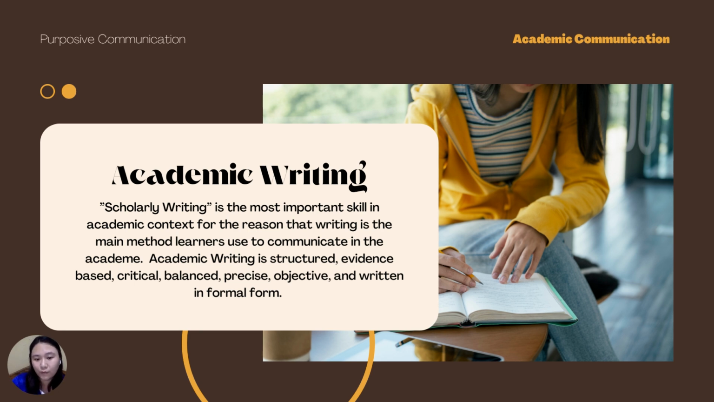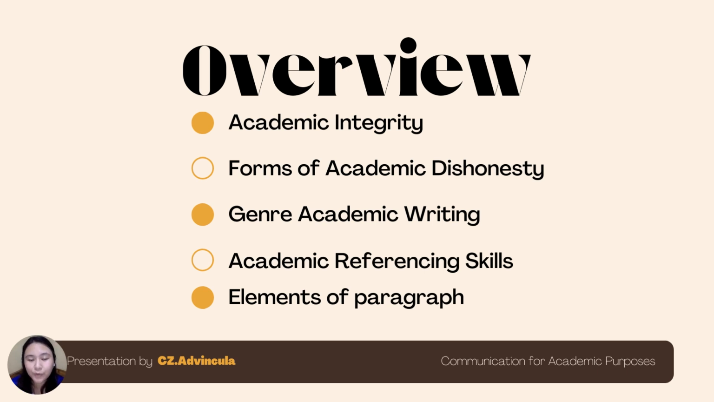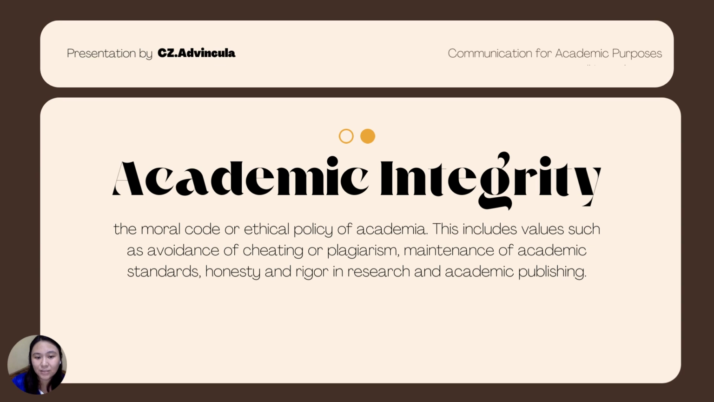normal form. So what we're going to talk about for today is divided into these five subtopics. The first one, we are going to define what academic integrity is and discuss the forms of academic dishonesty. And then we're going to talk about the genre of academic writing, and then academic referencing skills. And last, to aid in your actual writing, we have the elements of shaping a paragraph. So let's start with what academic integrity is.